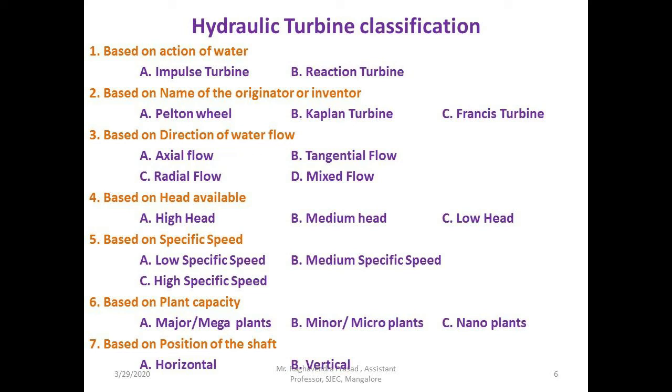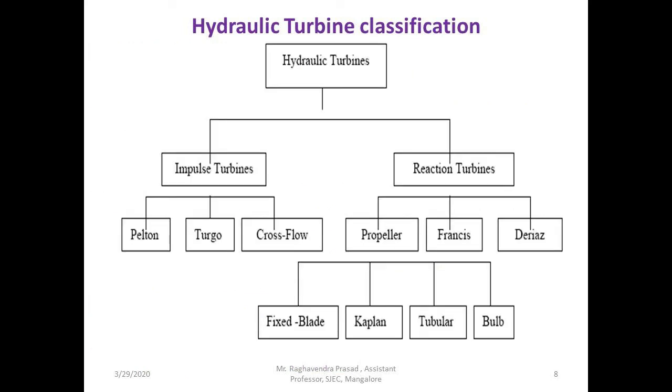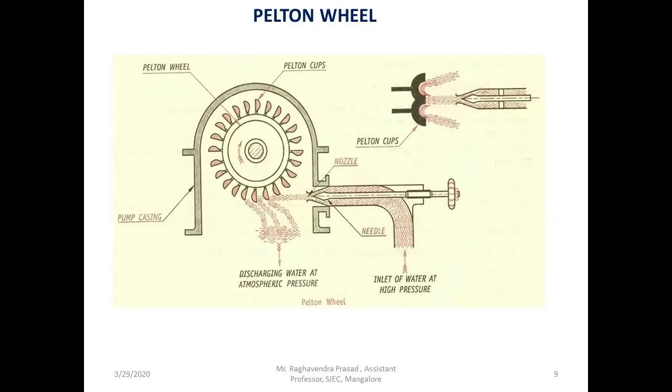The last one is based on the position of the shaft, that is shaft position. There are two types. One is a horizontally positioned turbine and the second one is a vertically positioned turbine. The Pelton wheel, which is the high head low specific speed turbine, is horizontally positioned, whereas Kaplan and Francis turbines are vertically positioned.